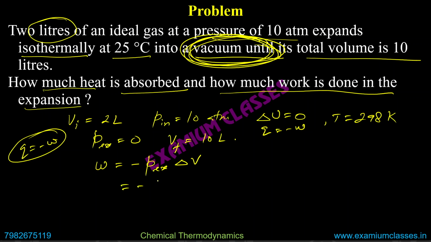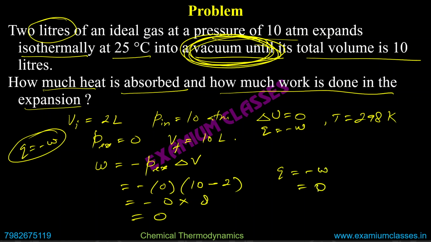It means it will be minus 0 multiplied by delta V. Delta V will be final volume minus initial volume. So it will be 0 into 8, that is 0. No work done. If no work done, obviously Q equals to minus W, that will also be 0. Isothermal process. So no work will be done, no heat will be done.